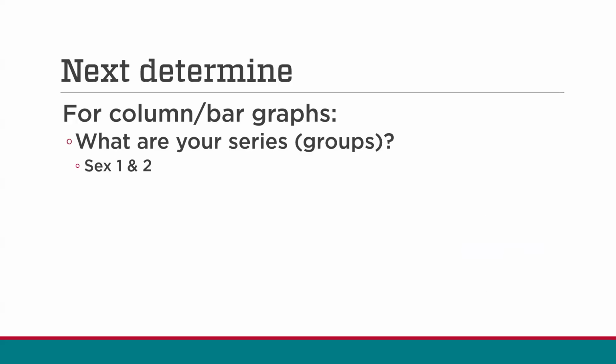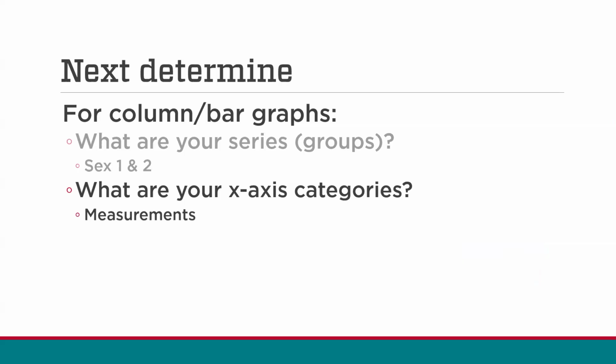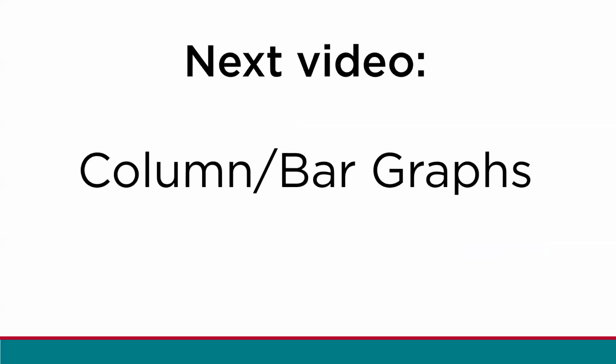So what could be an option? In this case, we'll use Sex1 and Sex2. So those are our two different groups. Next, we need to know what our x-axis categories are. And remember, these can be numerical values or categories because we are again using a column graph for a comparison. So what could they be? In this case, we'll use the body parts that we measured. The next video you should watch is going to be related to column or bar graphs, more specifically, the functions of how to do it.